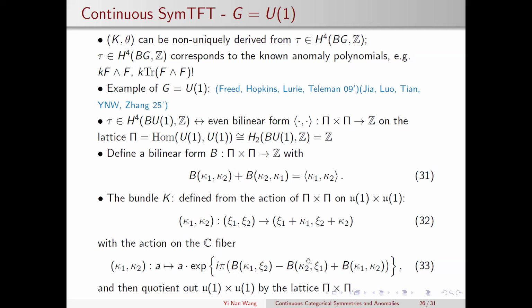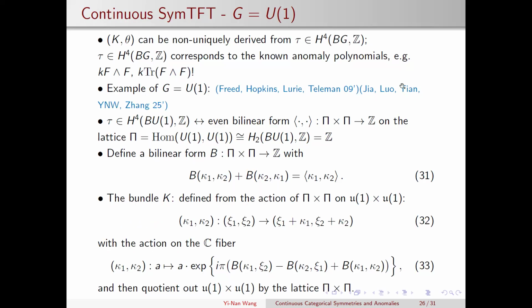How do we see the twisting action on the C fiber in this way? Here the first line is that you can have an action of the lattice Z times Z on the base R times R in this way, but it has a different type of action on the C fiber. And then finally, we just quotient out R times R by the Z times Z lattice. We get the line bundle defined on U(1) times U(1) that can be generally non-trivial if τ is non-trivial.